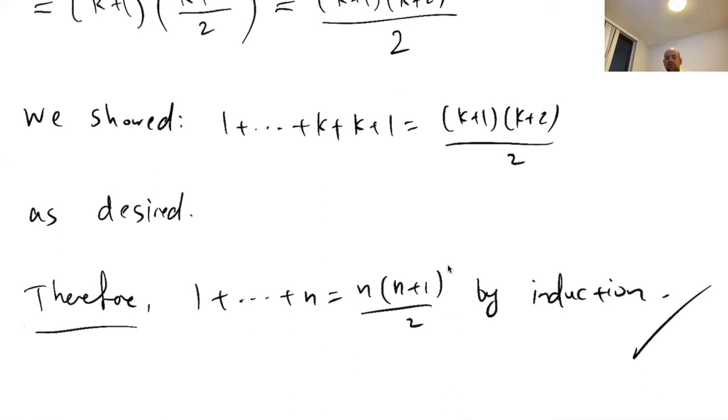First we completed the basis step, which was a very easy step, just checking the formula for n equals 1. Then we assumed that the formula holds for n equals k, and we showed that it holds for n equals k plus 1.